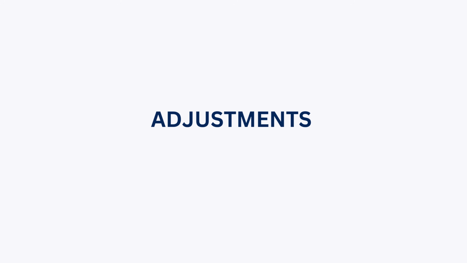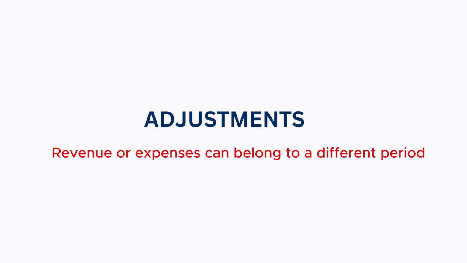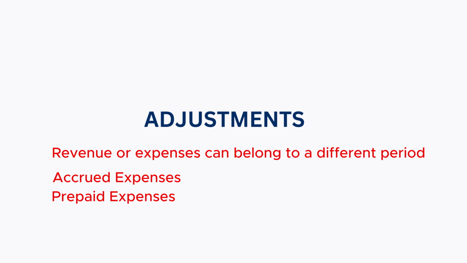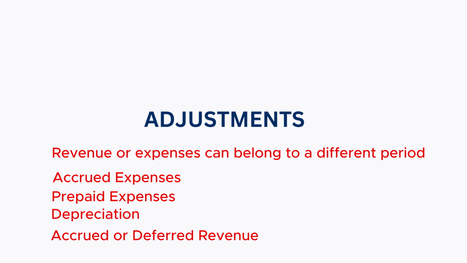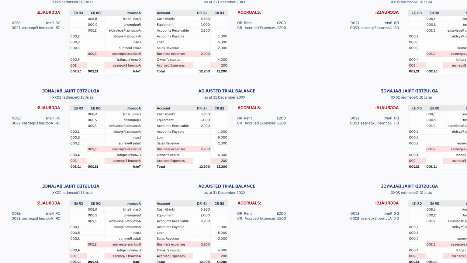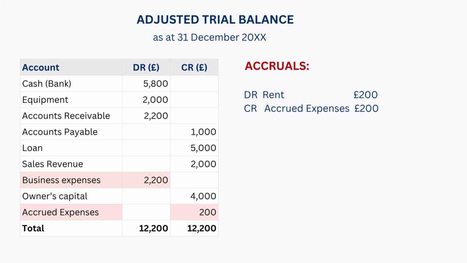Before financial statements are prepared, adjustments may be needed. Adjustments are important. Some revenues or expenses may belong to a different accounting period. It can be accrued expenses, prepaid expenses, depreciation, accrued revenue, or deferred revenue. Suppose rent of £200 relates to this month but hasn't been paid yet, or the invoice hasn't been received. We need to make an adjustment. Debit rent expense £200 and credit accrued expenses £200. These adjustments help follow the matching accounting principle.